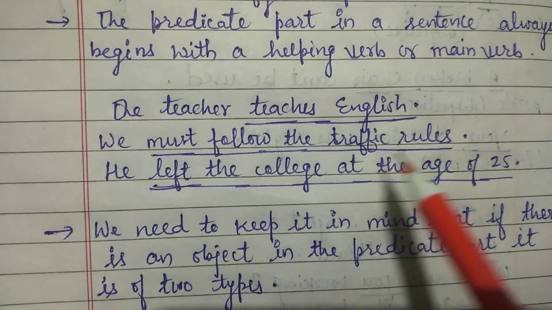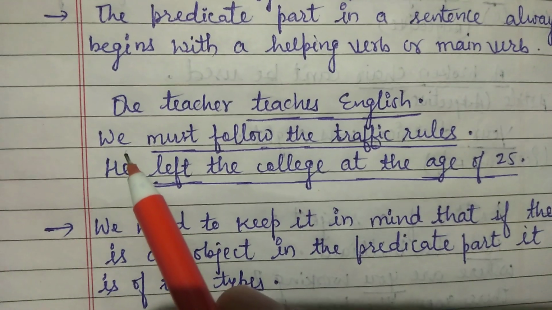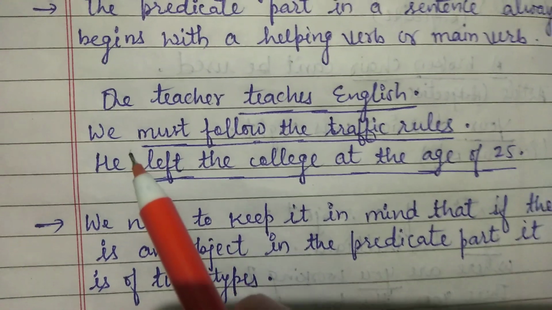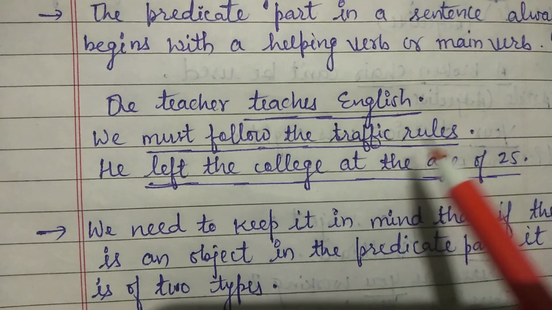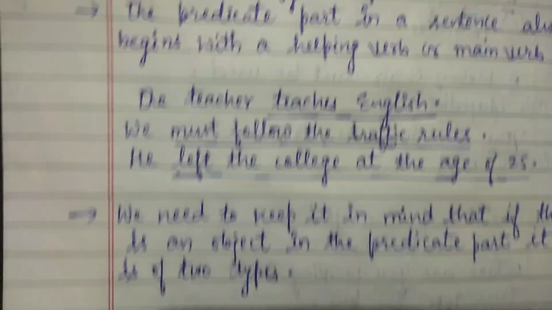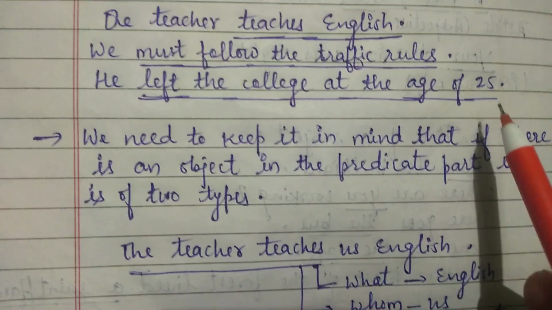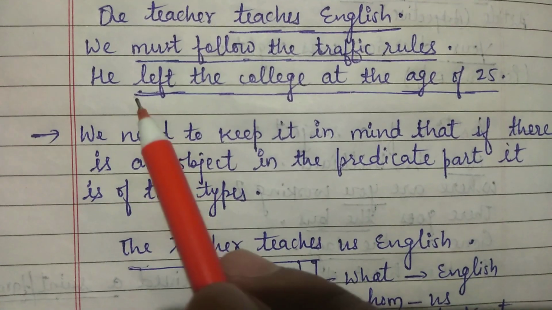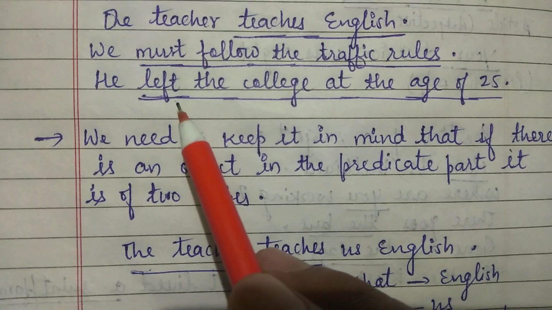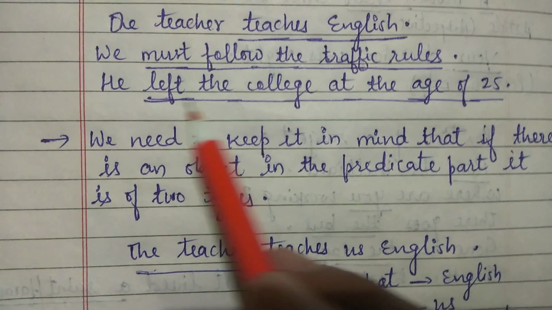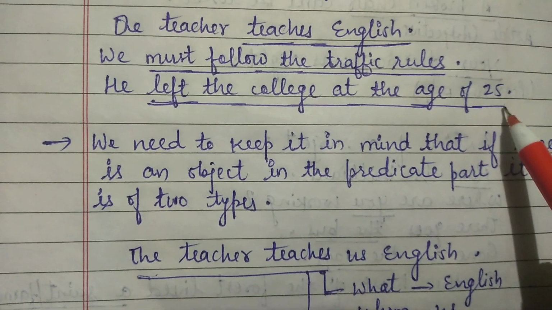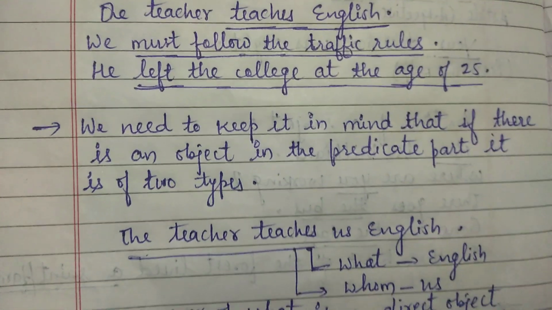We must follow the traffic rules. We is the subject. Must follow the traffic rules is its predicate. He left the college at the age of 25. So left is the main verb. From this point to the last it is the predicate of the given sentence.